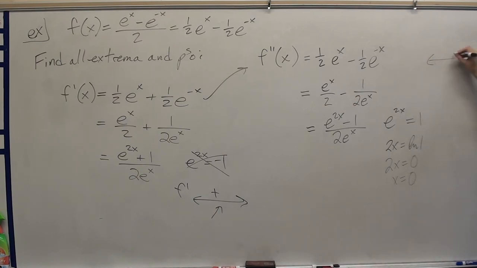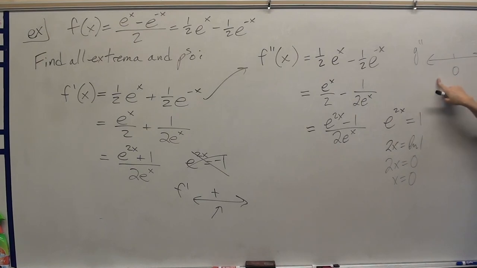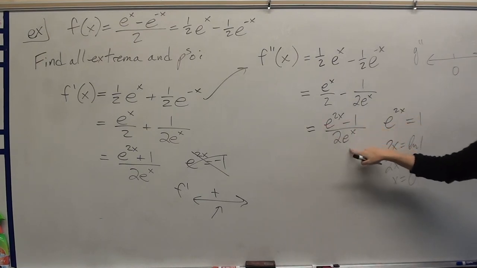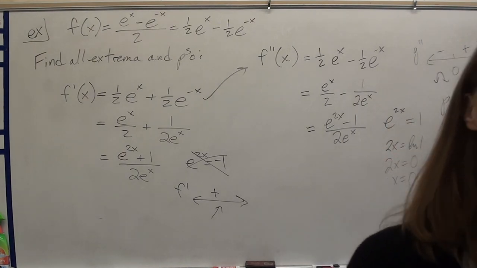If we make an f double prime sign line, and we plug in like -10, we get a negative over a positive, which is negative. If we plug in 10, we get a positive. We are concave down, concave up, and we do have a point of inflection at 0 because f double prime changes sign. Okay, tonight I'm going to be looking for beautiful homework. I want good, hard work. I want to see sign lines and derivatives.